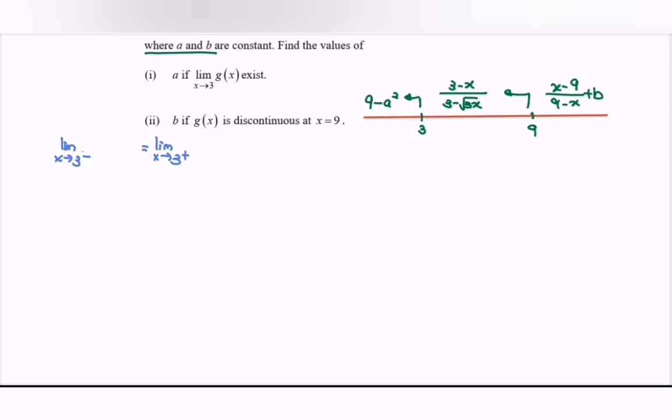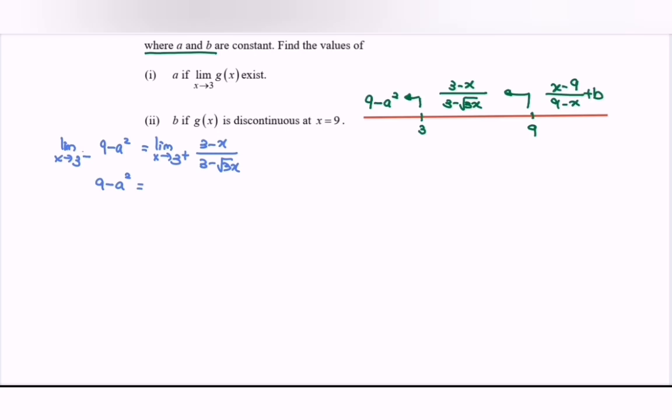By referring to the real number line, kindly substitute the function. So here we have 9 minus a squared, and 3 minus x over 3 minus the square root of 3x. Kindly focus on the left. If we substitute the 3, we will have 9 minus a squared. Focus on the right hand side. If we substitute, we will have the indeterminate form.